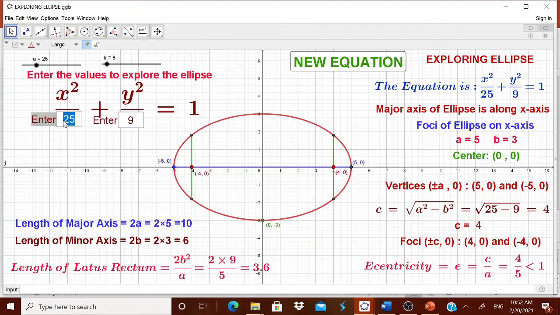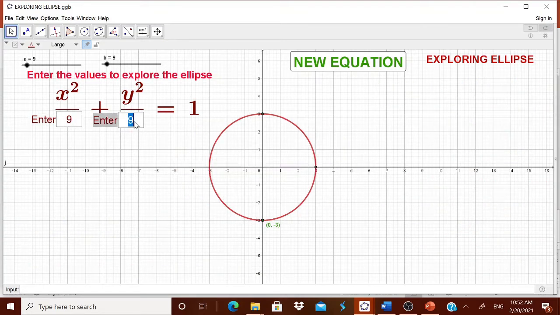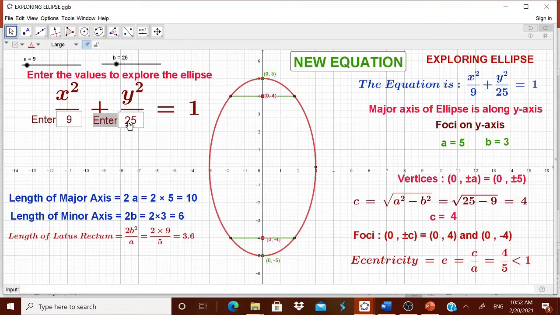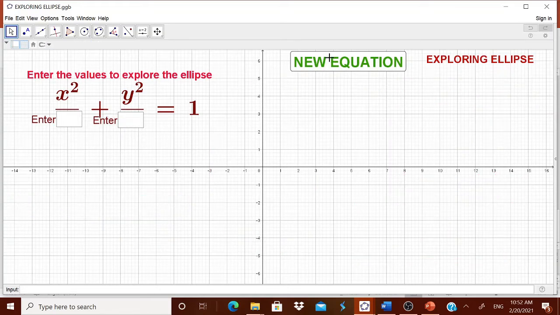Suppose the same child changes it. Suppose he has one more equation, 9 and 25. I'm just giving one example. And immediately he will get once again the biodata of this ellipse, totally about this. The vertices, foci, eccentricity, and so on are explored. Very simple. Now he can click this new equation so that everything goes. Again he can take from his textbook or anywhere he sees this x square by something plus y square by something. He can make use of this worksheet to explore the ellipse totally.